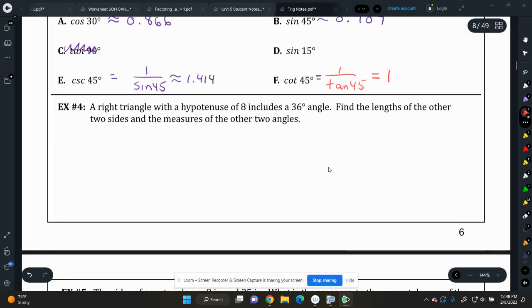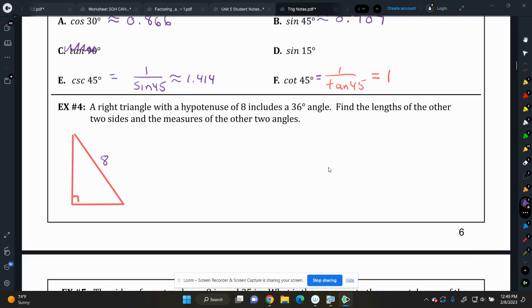This is 126. Okay, so let's see. We have a right triangle with a hypotenuse of 8. Okay, so let's draw our right triangle in there. Okay. Here's my right triangle. We have a hypotenuse of 8. Includes a 36 degree angle. Okay. So that means the angle that the hypotenuse makes with a side is 36 degrees.